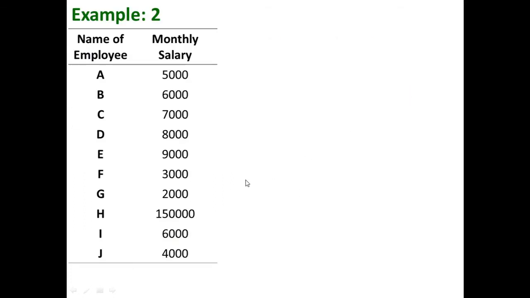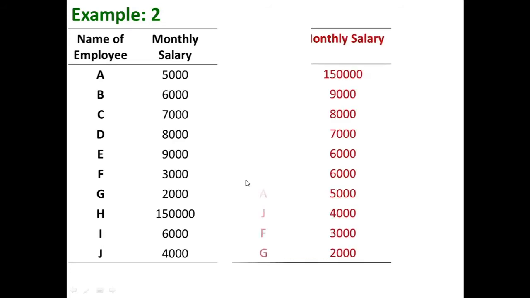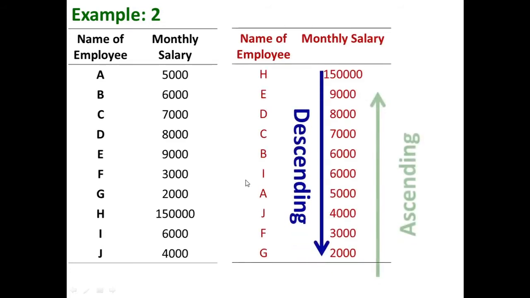Similarly, in this example, we have to arrange all the employees based on their monthly salary either in descending order or in ascending order. And because there are even numbers, we will not get a single center value. Therefore, in this case we will take the two center values, and the average of these will be the median. But in this case, fortunately, both the values are the same. Therefore, the median will be 6,000.